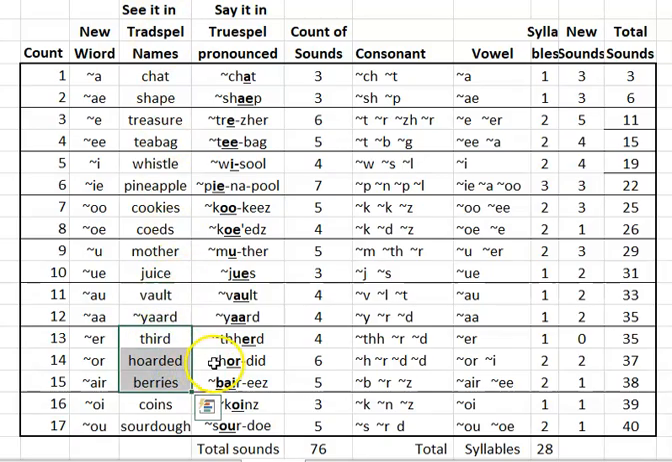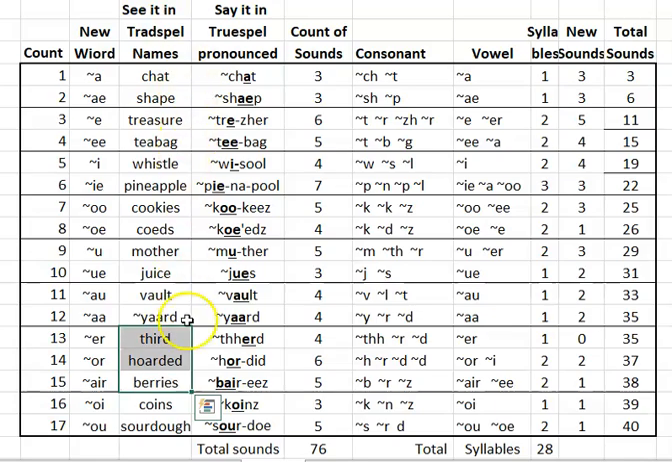Here we have the three R-affected vowels. Third, hoarded, and berries. R affects those vowels, so they're a little bit different, so I make them vowels of their own. Third. Hoarded. Berries.